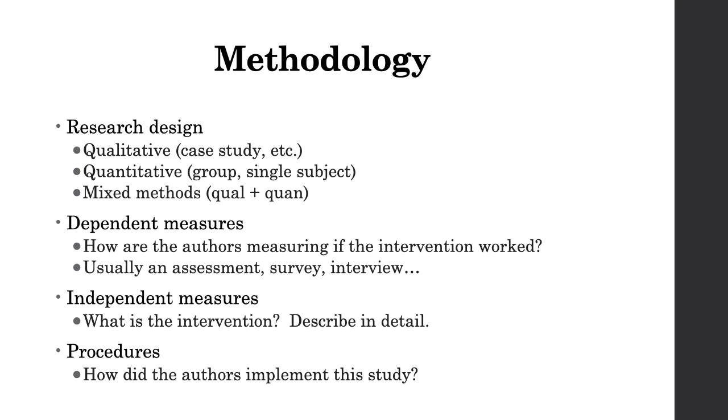You're also going to read about their dependent measures, and those are the assessments or the surveys or the interventions that were used in order to measure growth due to an intervention. Then you're going to read about the independent measures, and that's the discussion about the intervention or the strategy that was implemented. And the procedures will typically follow that, because then the authors will describe exactly how they implemented the research study.